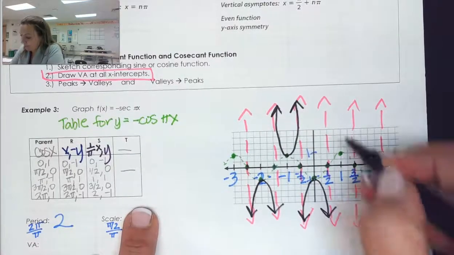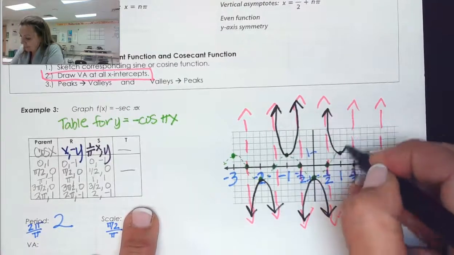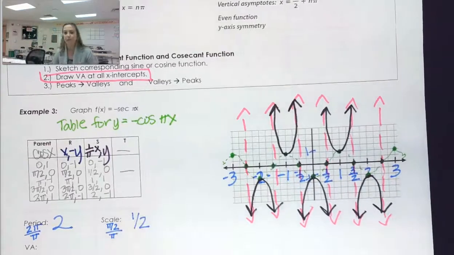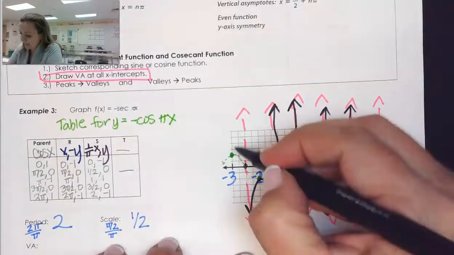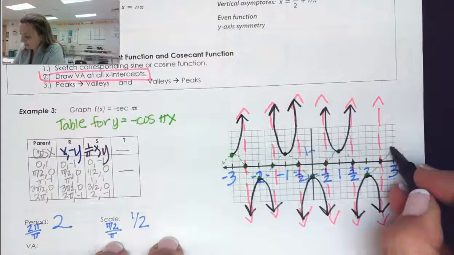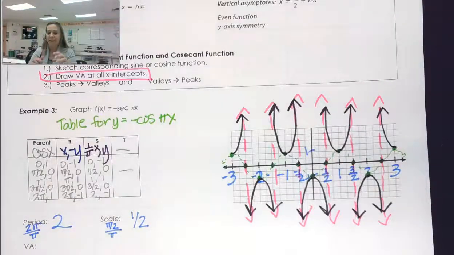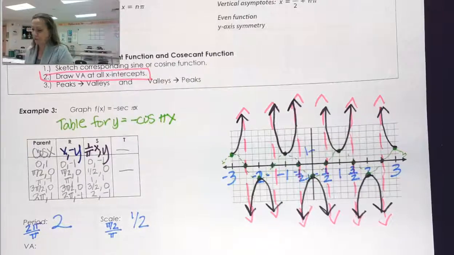So some people are like, oh, it looks like a lot of little parabolas. Yes, but these aren't technically parabolas, okay? And then on this side, we would go here. This side, we would go here. So we just start at those maxes and mins of the cosine function, and then we just go towards the asymptotes, and that's it.